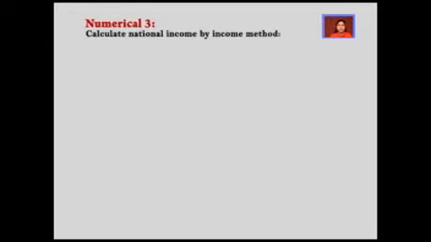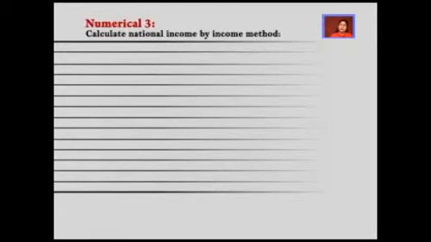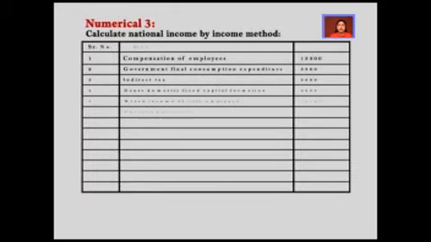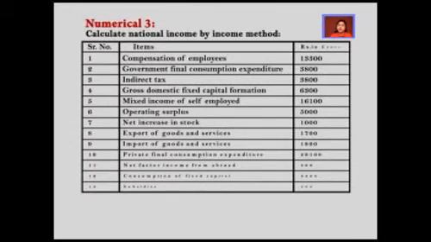Third numerical says: calculate national income by income method. The method used is the income method. On the one side it is items, and on the other side it is rupees in crores. Compensation of employees 13,300 crores. Government final consumption expenditure 3,800 crores. Indirect taxes 3,800 crores. Gross domestic fixed capital 6,300. Mixed income of self-employed 16,100 crores. Operating surplus 5,000 crores. Net increase in stock 1,000 crores. Export of goods and services 1,700 crores. Import of goods and services 1,800 crores.